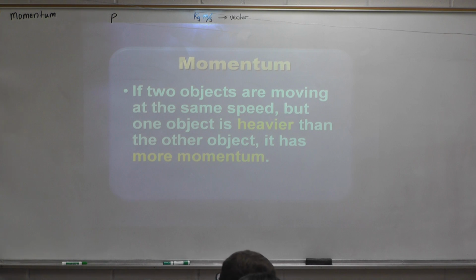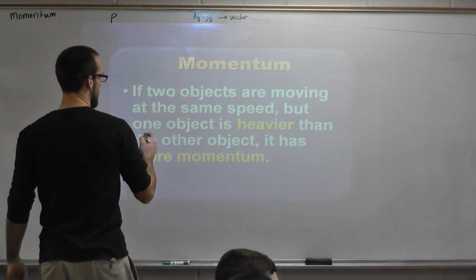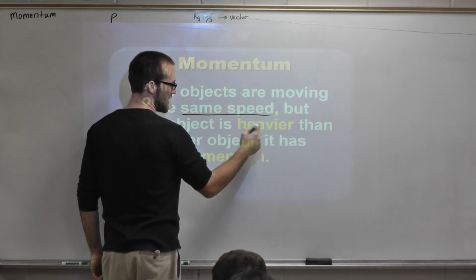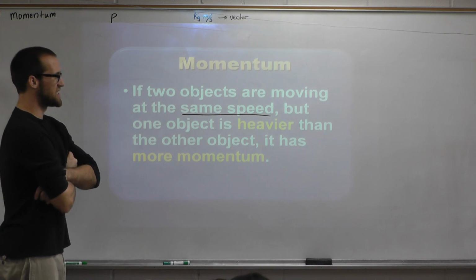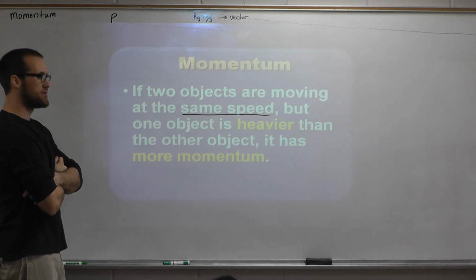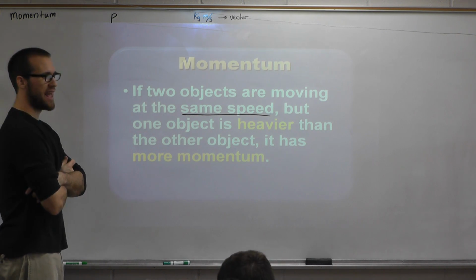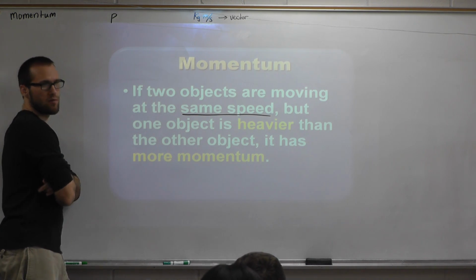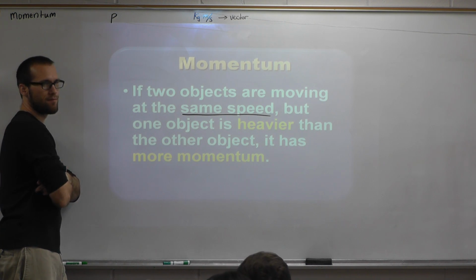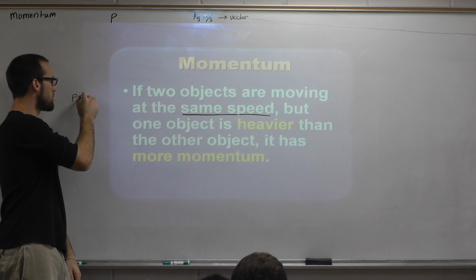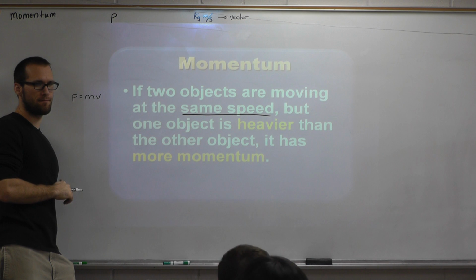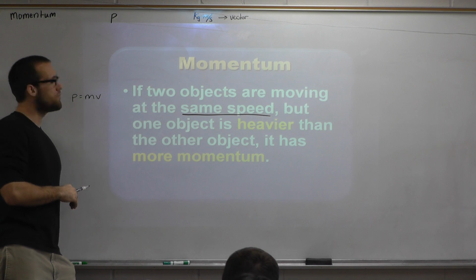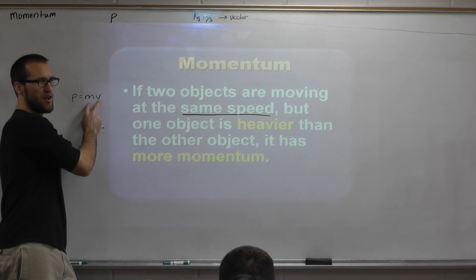Okay, the key thing up here is this has to be true for us to make this connection. It says if objects are moving at the same speed, the heavier object has more momentum. Why does the speed have to be the same? One has more speed than the other, but obviously it has more. Okay, yeah. So this is a two-variable equation here.